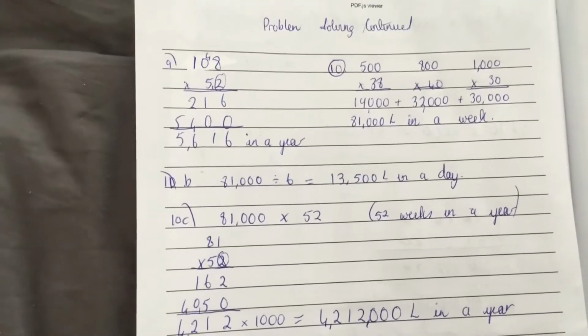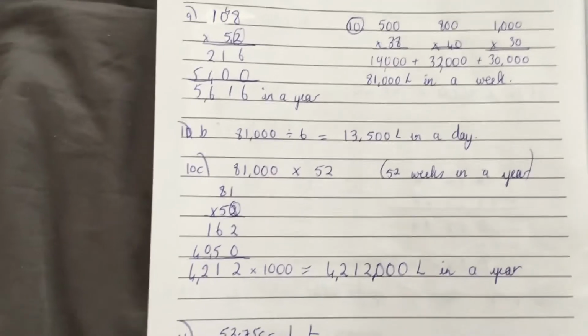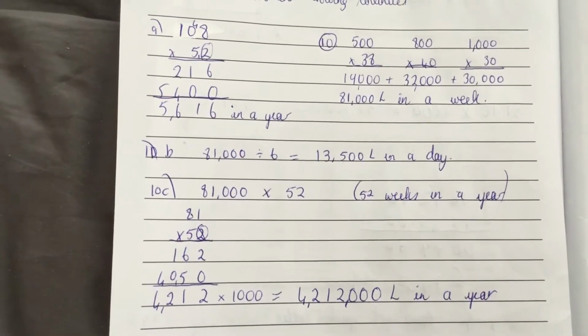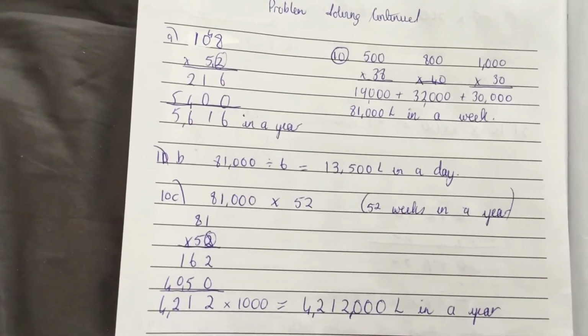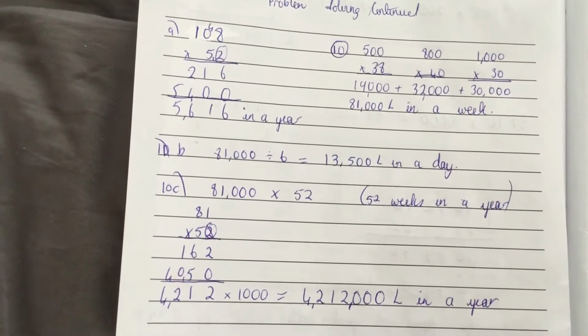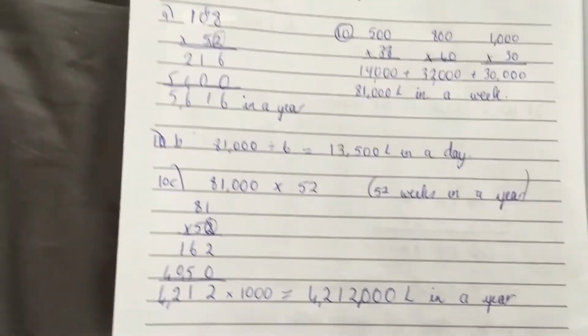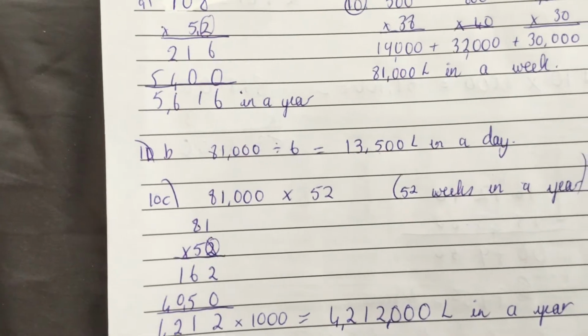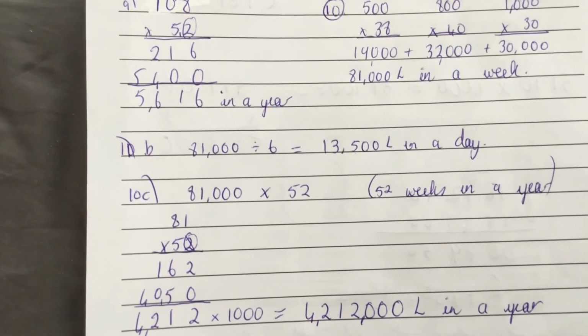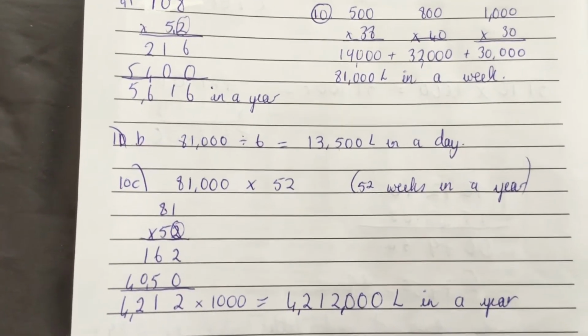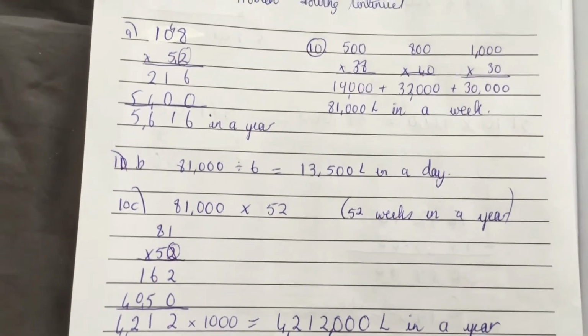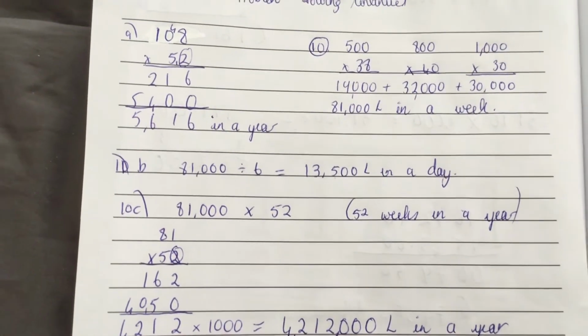And then in 10, how many litres of oil do they deliver in a day? Well, that's in a day. How many in a week? How many in a year? So they deliver 81,000 litres in a week. That's 500 by 38, 800 by 40, and 1,000 by 30.